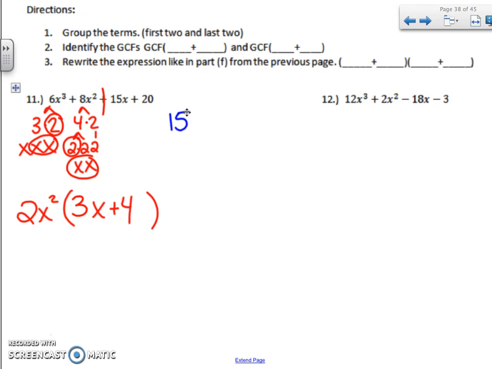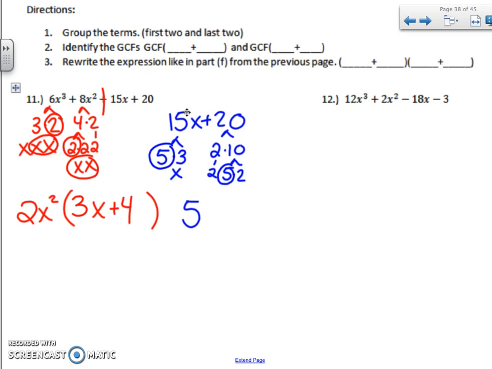Now I'm going to hop over to these last two terms. So if you want, you can rewrite it. Break down 15 into 5 times 3 with 1x. 20, 2 times 10, and then 10 is 5 times 2. So what do they have in common? They have a 5 in common. And they don't have any more numbers in common, and they don't have any variables in common, so that's the GCF.